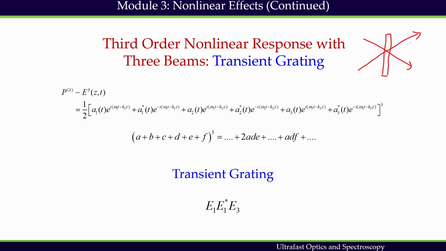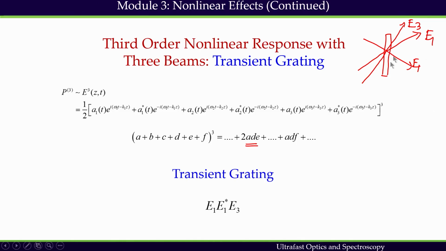These are two identical beams, and this one is the third beam, a different beam. So let's say this is E1, this is E1, and I call this one E3. One can say E2 also, it doesn't matter the way we are representing by the ADE term, that's why we are calling it E3. It's just a matter of convention.